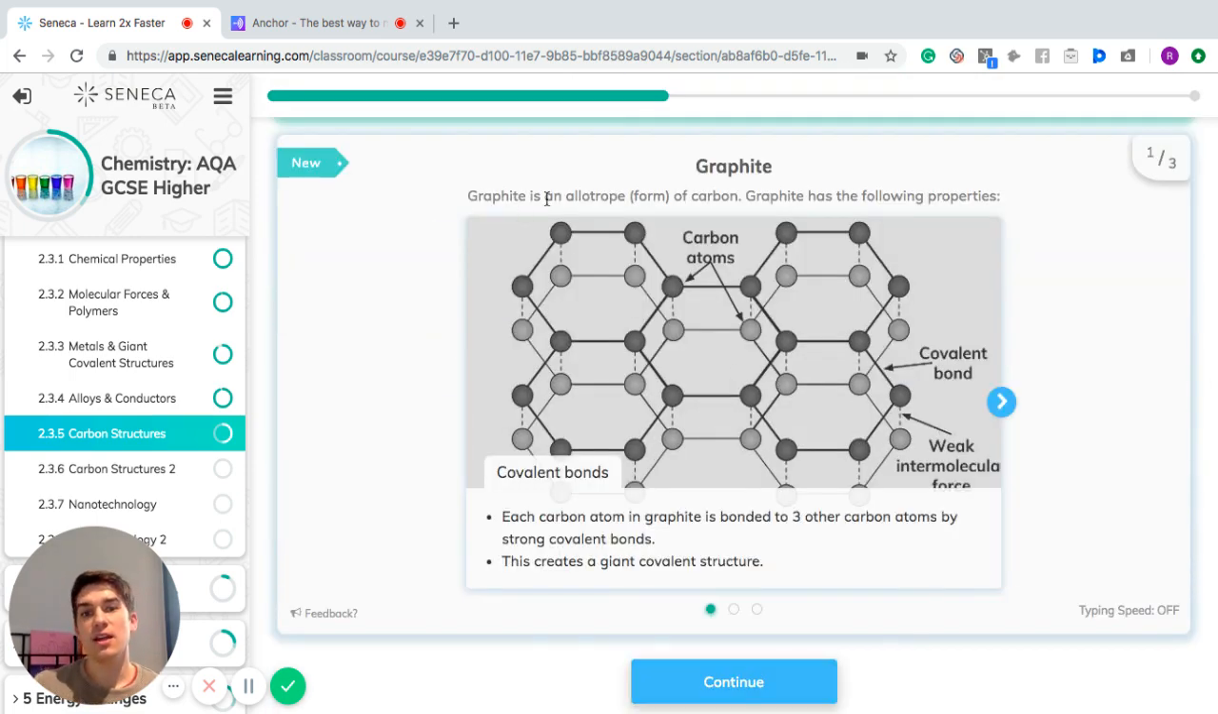Graphite is another allotrope of carbon. Remember, allotrope just means form. So graphite has the following properties. Each carbon atom in graphite is bonded to 3 other carbon atoms by strong covalent bonds again. Now this creates a giant covalent structure.